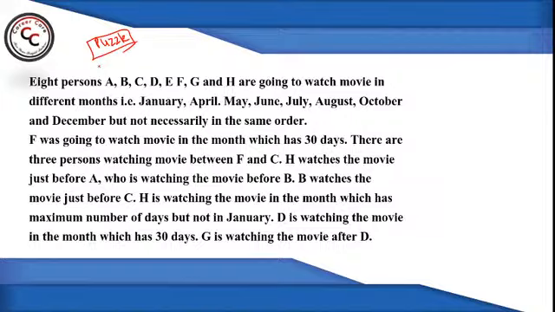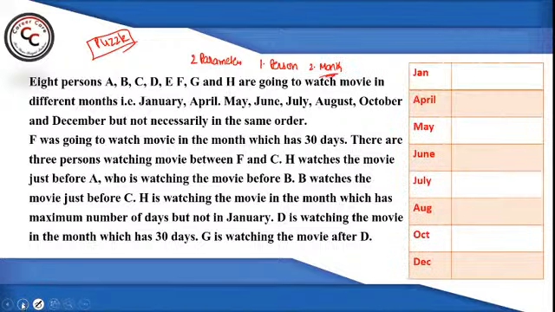a parameter based puzzle. So this puzzle is very interesting. Just understand. 8 persons A, B, C, D, E, F, G, H are going to watch a movie in different months: Jan, April, May, June, July, August and December, but not necessarily in the same order. So in this particular question, I have got 2 parameters. One parameter is person and the second parameter is month. So here you can take the fixed parameter as months based on the hierarchy. That is what I have given you in the table, which is presented on the right.